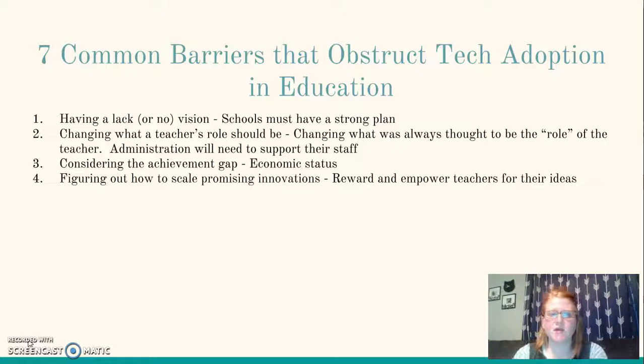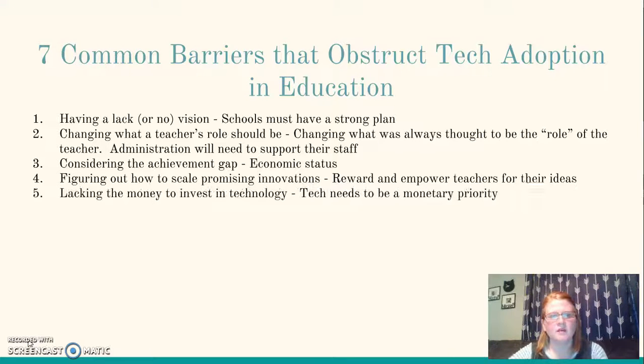Figuring out how to scale promising interventions. Teachers want to be rewarded and empowered for their ideas. They've got good ideas as well, and we need to listen to those. The money, again, I mentioned that in the previous slide. Money's huge.